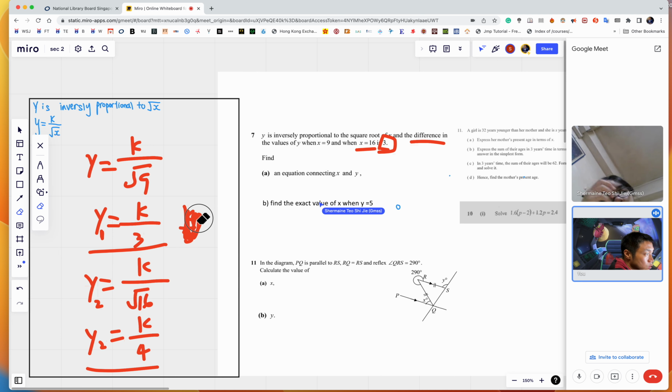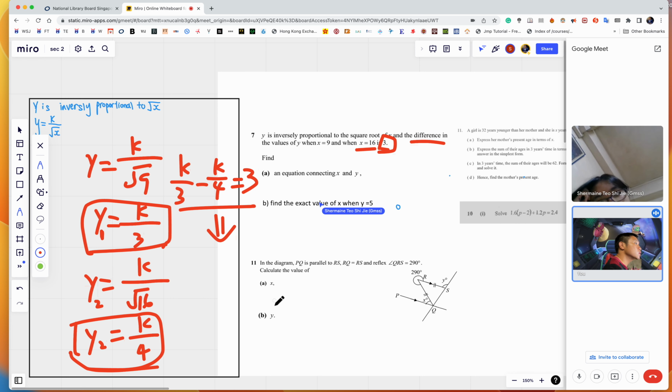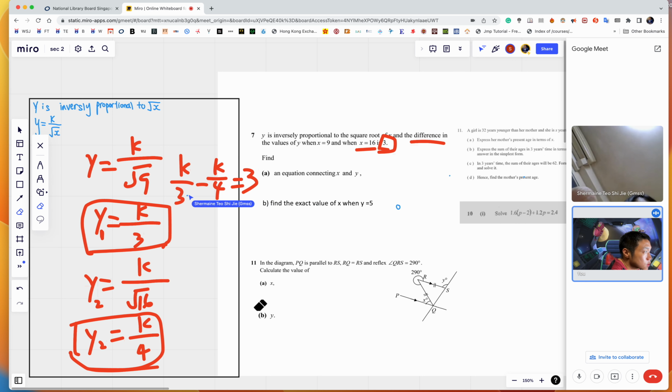So what's the meaning of difference? Minus, right? Yeah. Difference means minus. So I use y1, which is k over 3, minus k over 4, which equals 3. So can you figure out k from here onwards? How do you get k? Can you solve here? Follow. Yes. So this question is a bit indirect.